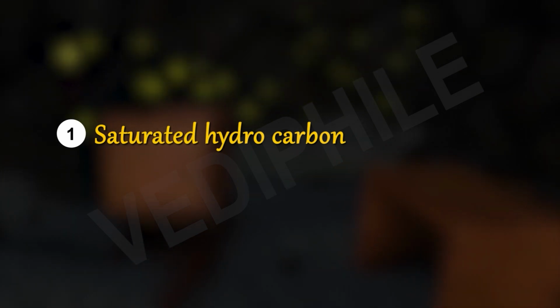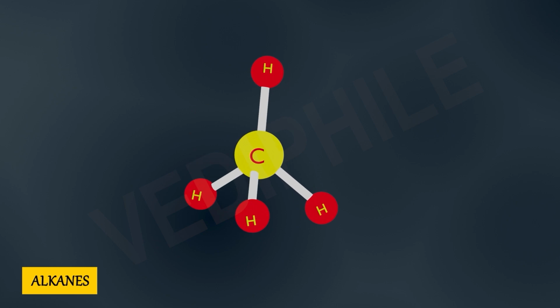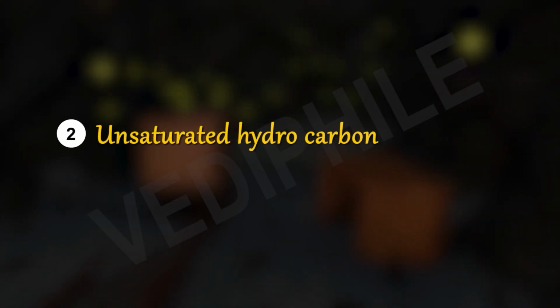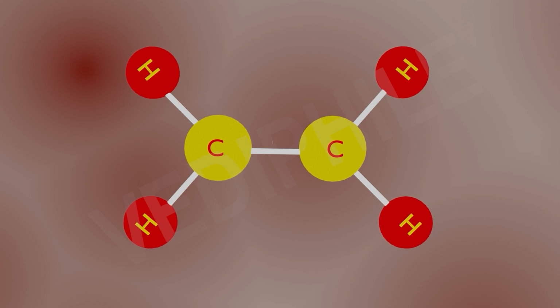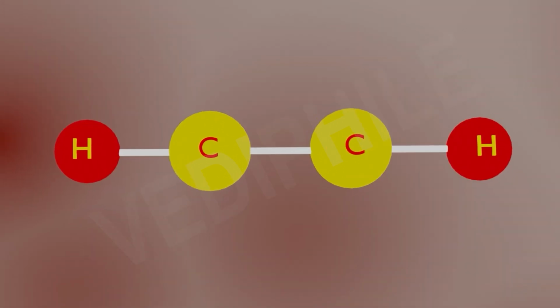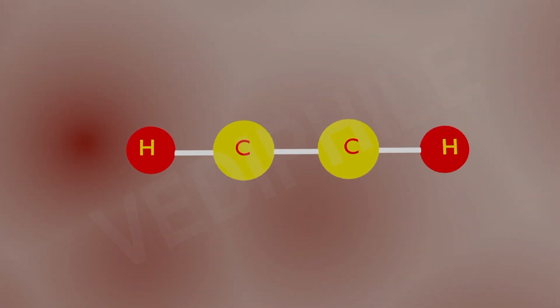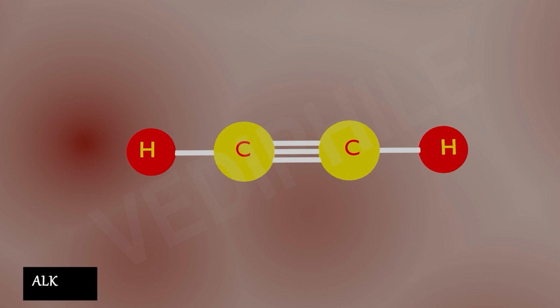Saturated hydrocarbons are called alkanes, and unsaturated hydrocarbons which contain one or more double bonds are called alkenes. And those containing one or more triple bonds are called alkynes.